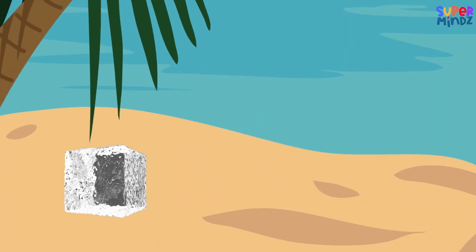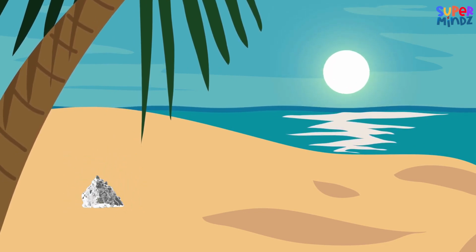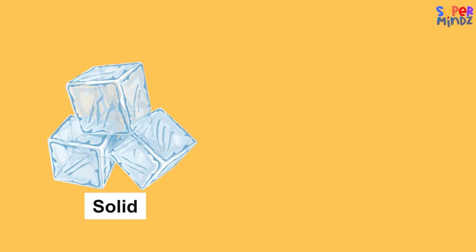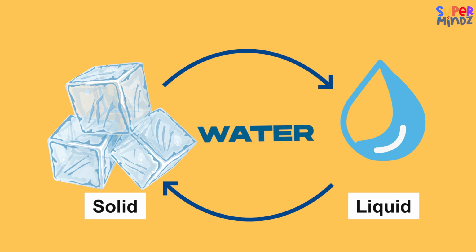Imagine you have a solid ice cube. When you put it outside in the warm sun, it starts to melt and turns into liquid water. Even though the ice has changed into liquid from solid, it's still water.